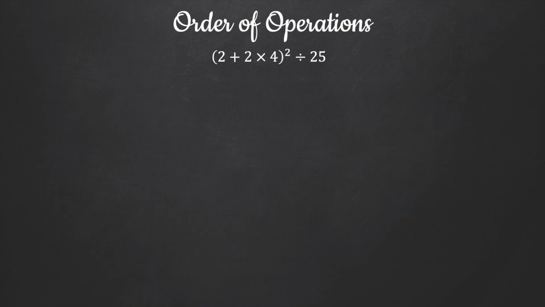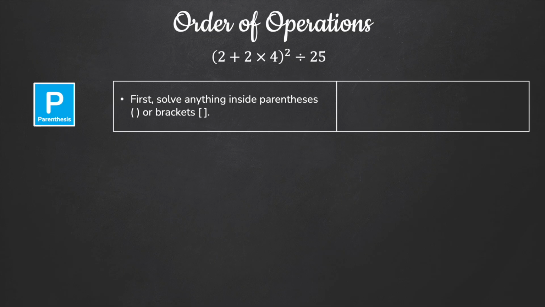Here we have another example. In parentheses, we have 2 plus 2 times 4, and that's all raised to the power of 2, and then divided by 25. We'll be using order of operations again, and our acronym PEMDAS to help us evaluate this expression. So to start us off, we have P for parentheses.